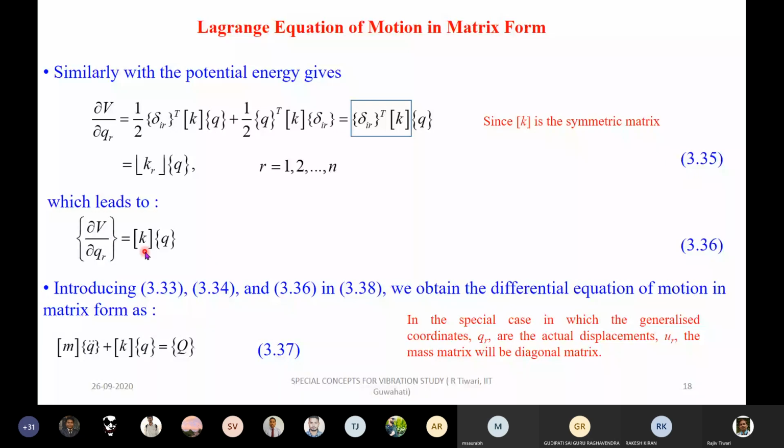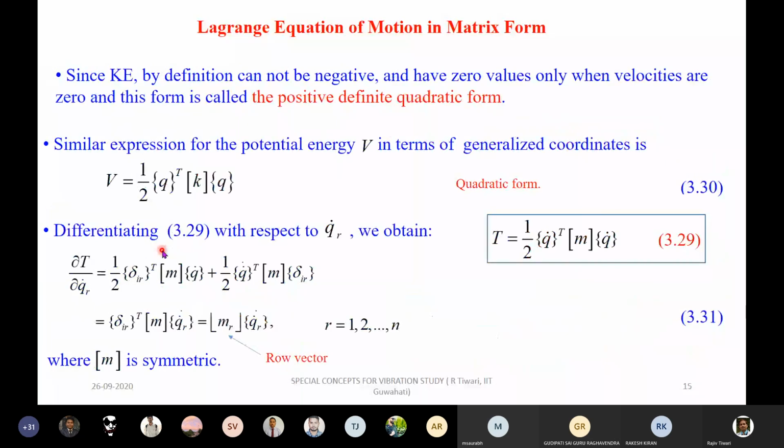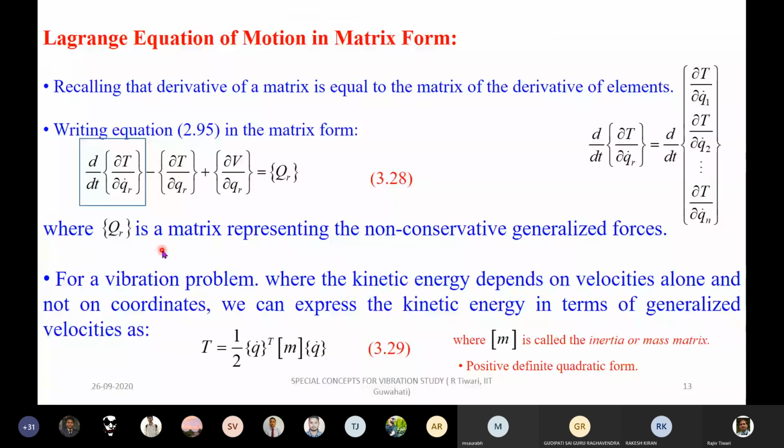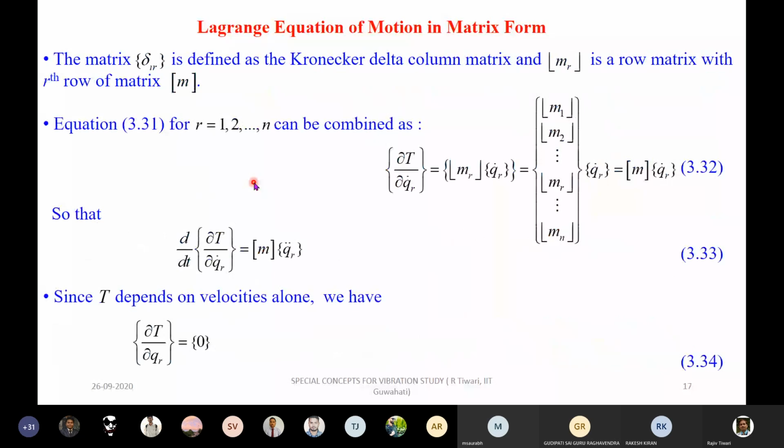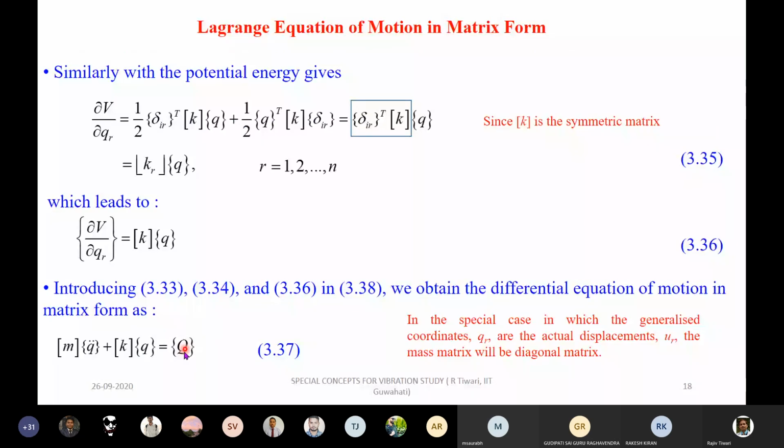So if we substitute all this differentiation in Lagrange's equation, which we had here, this term was giving us mass into acceleration. This term is 0. This is giving us stiffness into displacement. So we got this equation of motion in a matrix form.